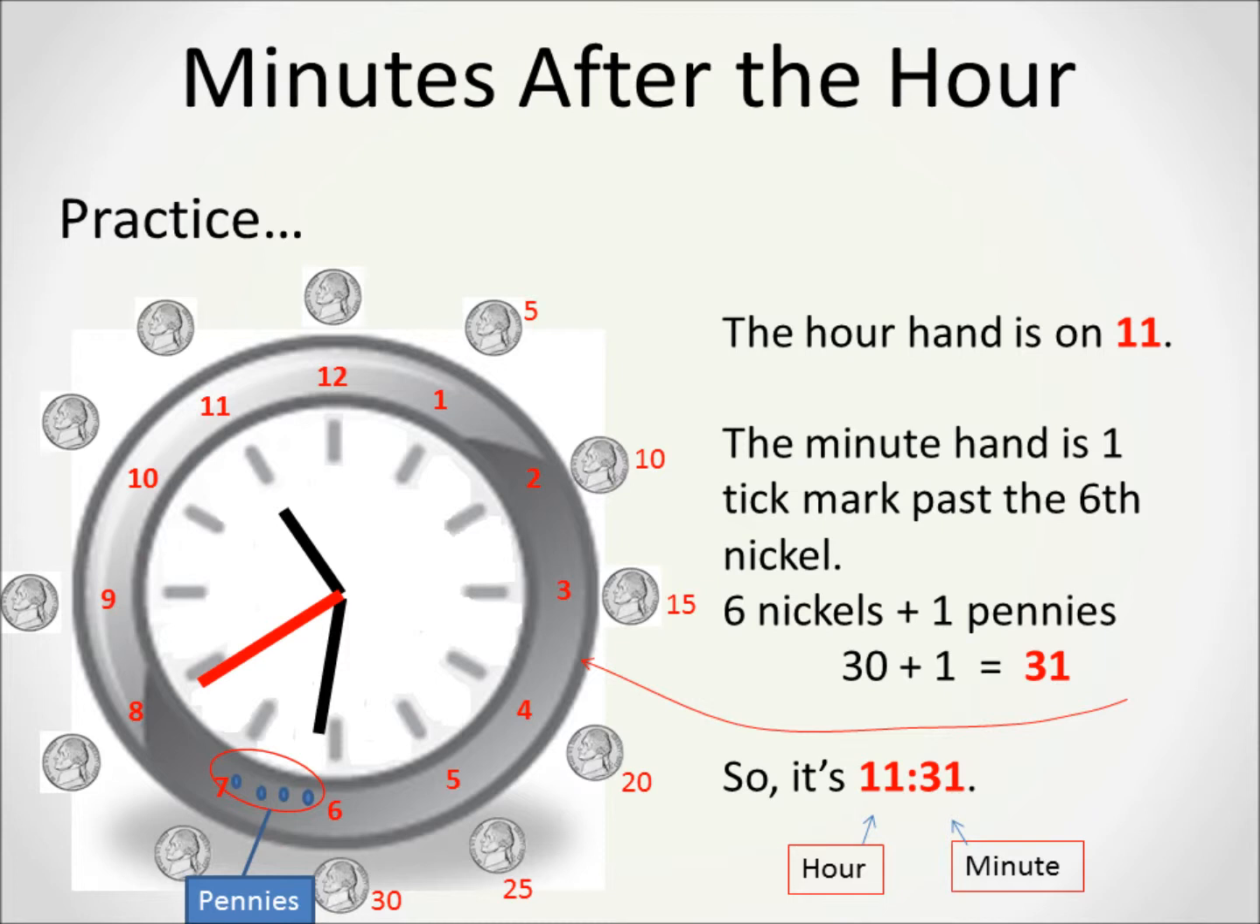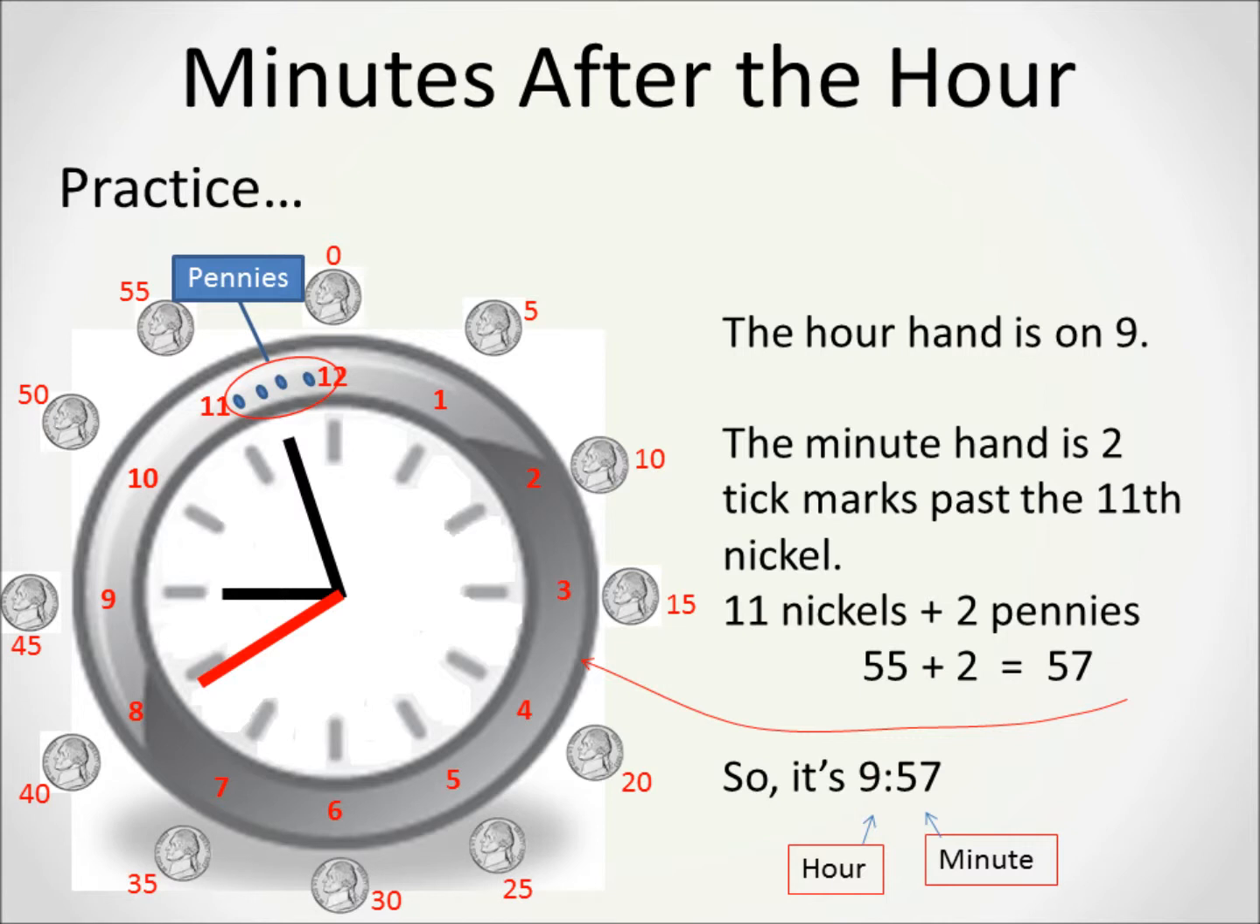On this clock, the shortest hand, the hour hand, is on 11, so it's 11 something. The minute hand is 1 tick mark past the 6th nickel. So add 6 nickels and 1 penny and you have the minutes. 6 times 5 is 30, plus 1 is 31. So the hour is 11 and the minutes is 31. It's 11:31.